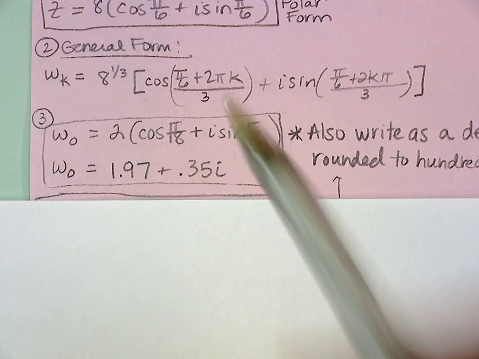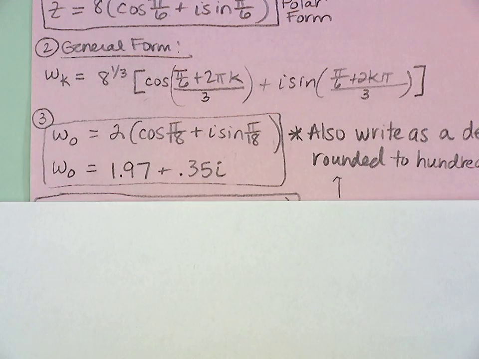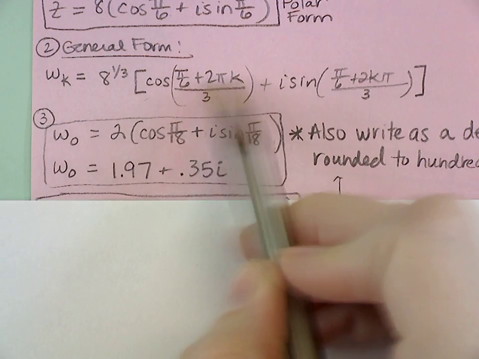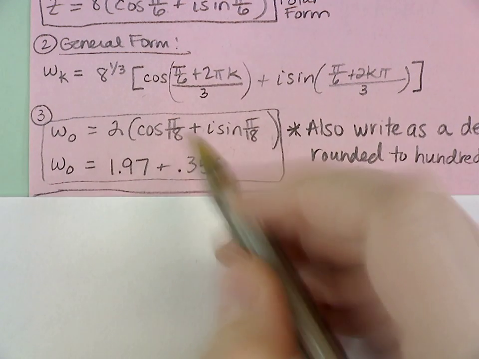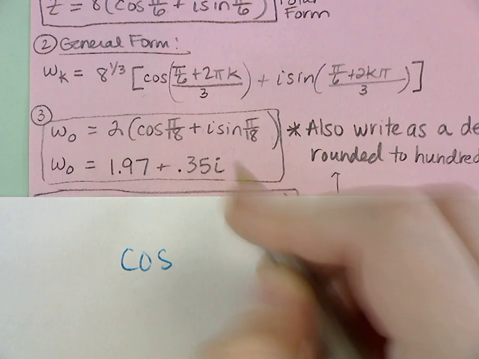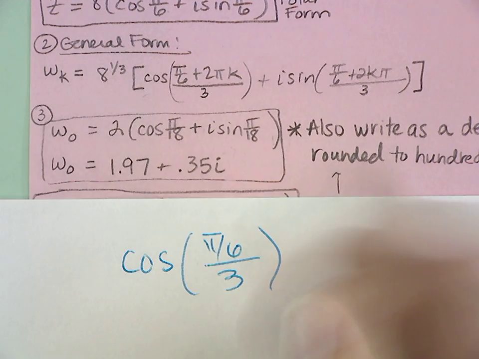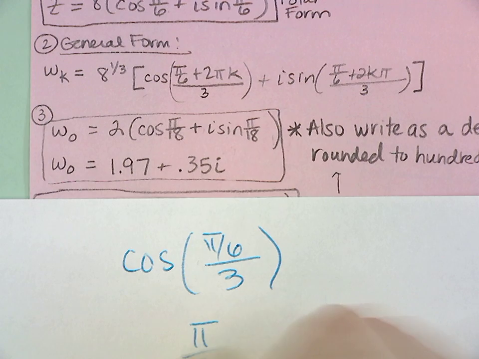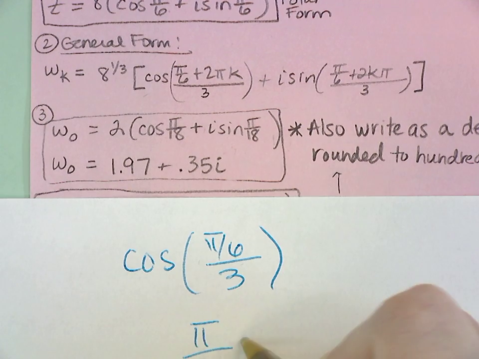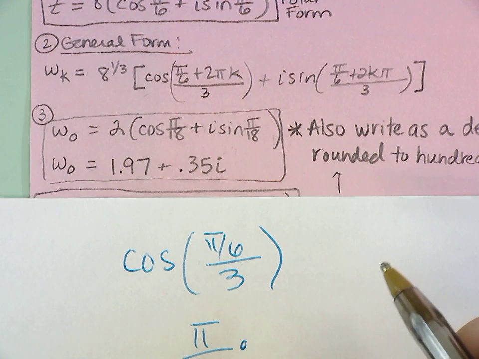Okay, so once we do 0, and 0 I feel like is the easiest one to compute because this whole thing is going to be 0. But let's talk about how I got pi over 18. So I have cosine of pi over 6 divided by 3, and that's just dividing fractions. If you're dividing by 3, it's the same thing as multiplying by what?